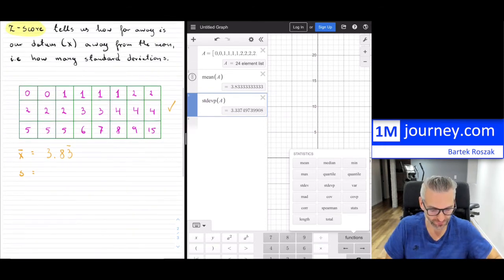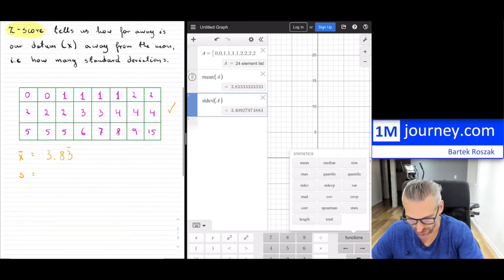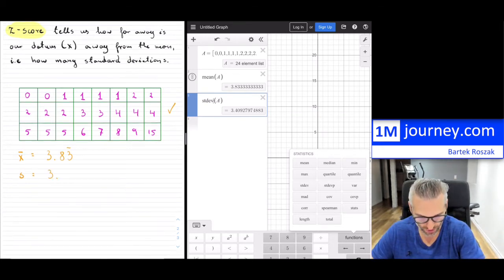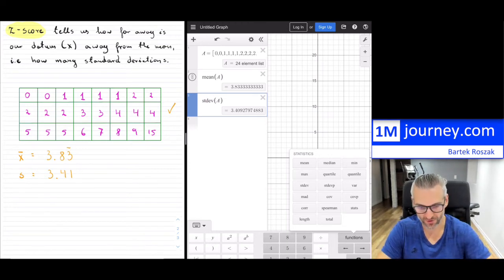I am interested again just in the sample. So here this is going to be 3, let's say 4. I'm going to round this. I'm not going to be keeping all those decimal values, so let's round that up there. So 3.41.